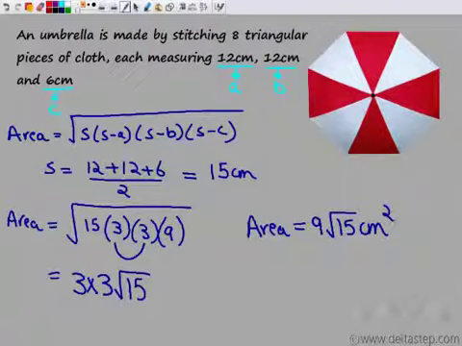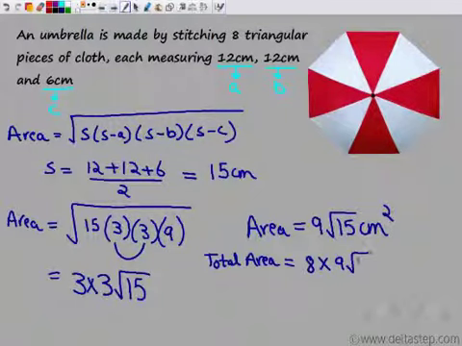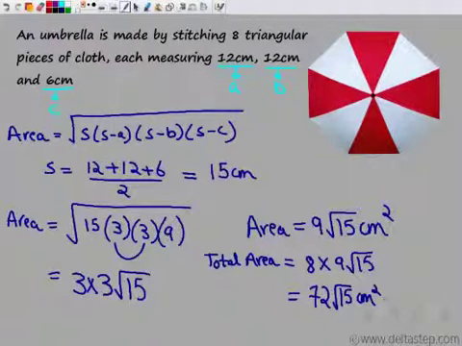We have 8 such triangular pieces. So total area would be 8 into 9 under root 15, which is 72 root 15 centimeter square. So this is the total area of cloth that is used in this umbrella.